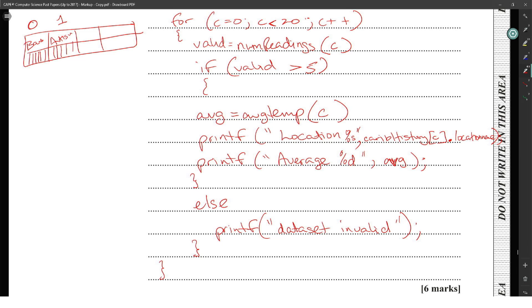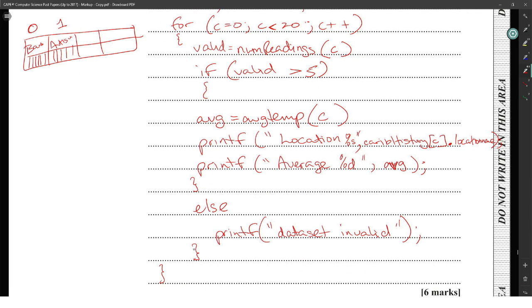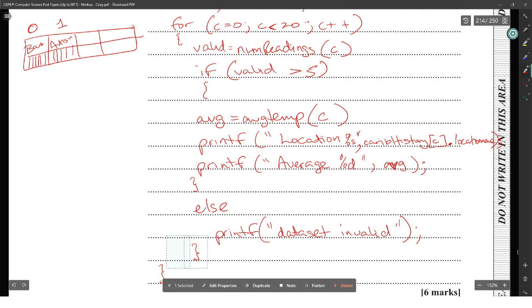Alright, and then we print out the average, which is the average that we got when we called the average function. Else printf data set is invalid. I didn't put any opening and closing brackets for this else here because it's one thing that's being printed, and also we'll have a problem because we don't have enough space to write it. Right, so that's the answer for 6 marks.